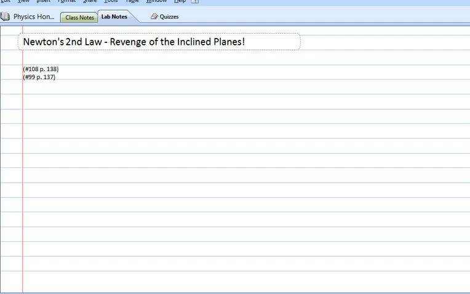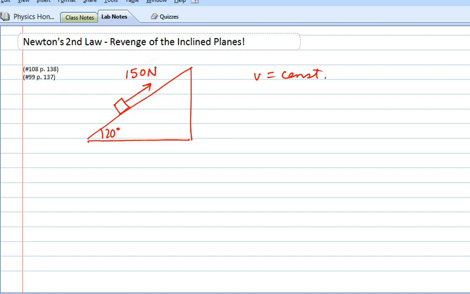So the first one we're going to do is number 108 on page 138, and the problem is, in loading a fish delivery truck, a person pushes a block of ice up a 20-degree incline at constant speed. So we have 20 degrees and we have constant speed. The push is 150 newtons in magnitude and parallel to the incline. So here's the block of ice, and here's the push of 150 newtons. The block has a mass of 35.0 kilograms.